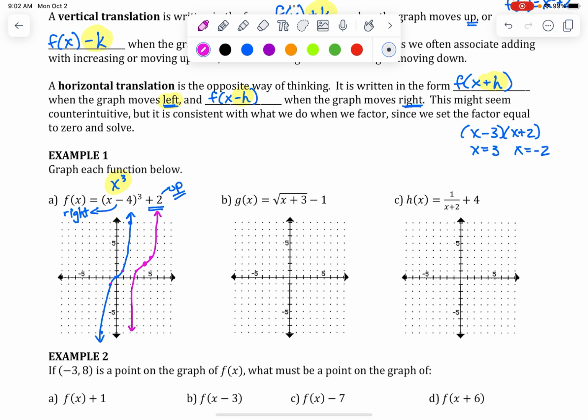Okay, and you can see it is the same shape, it's just literally shifting the axes, right? So up 2 and right 4. So that's what we're going to be doing for this first section. We'll do the same thing with a square root function.